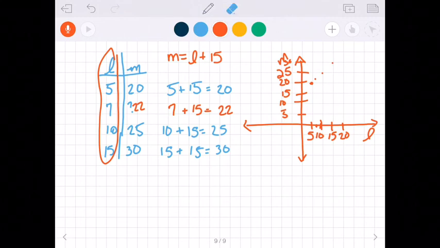Okay, so now we can take a straight edge and draw ourselves a line. I'm using my phone as my straight edge. See if that works well. Not working so well. Okay. So that's basically a picture of this function, M equals L plus 15.